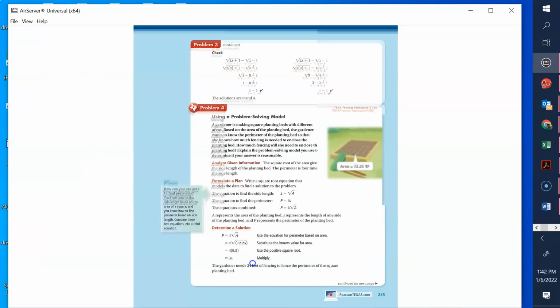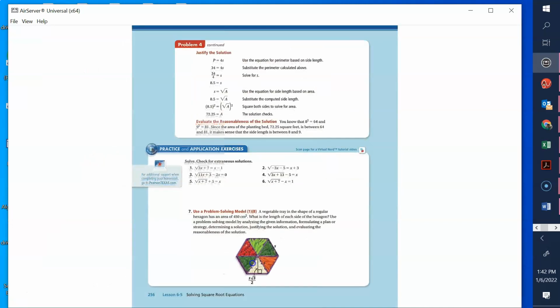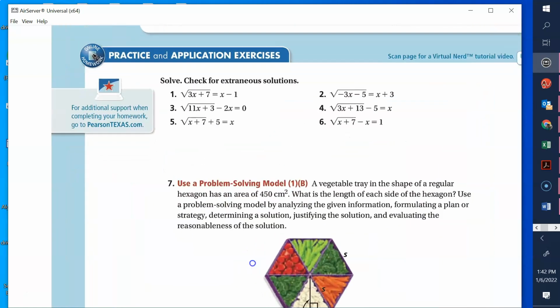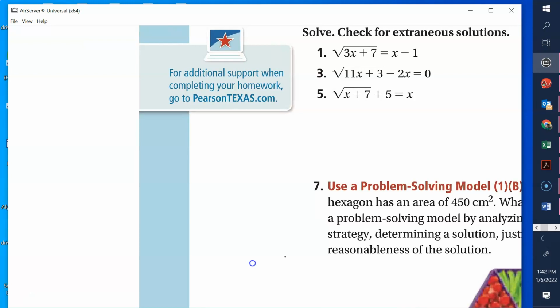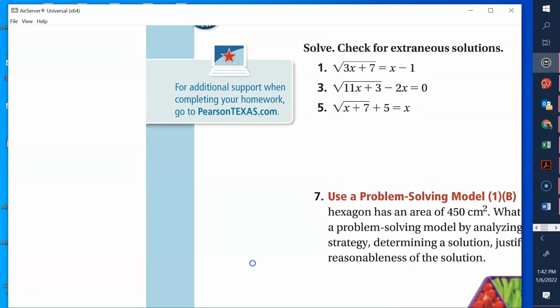Let's practice. So let's go to practice and application exercise. And we're going to do number 1 together. And I'm going to call on people. So be ready to answer me. You're ready to answer the questions I give you, right? Okay, so I'm glad that Debbie was ready to answer the first one. So Debbie will answer the first question.